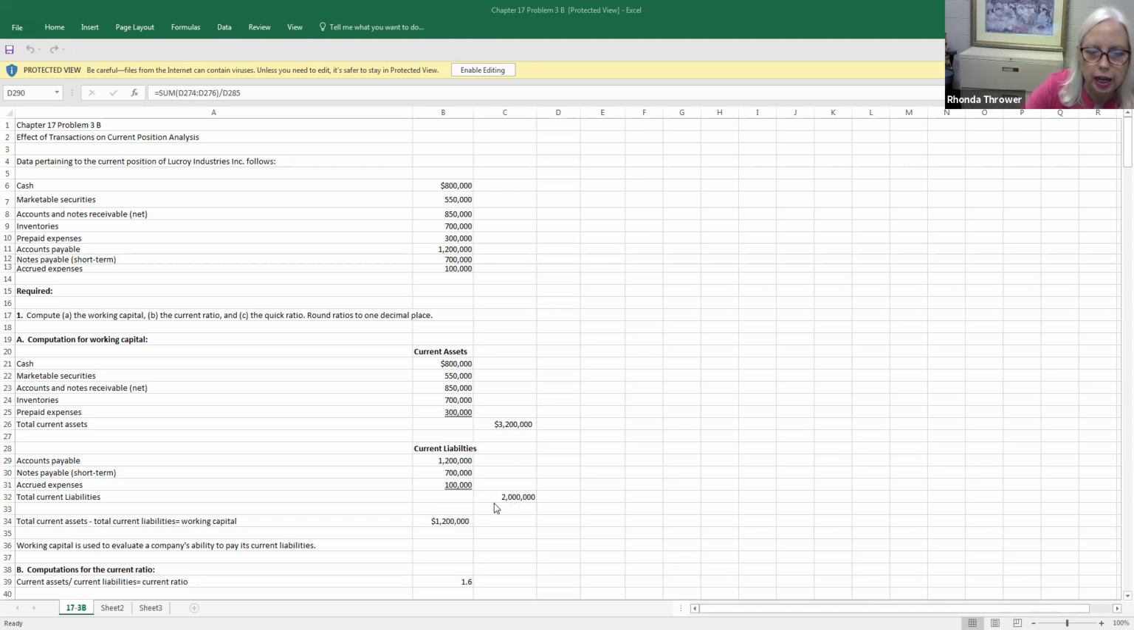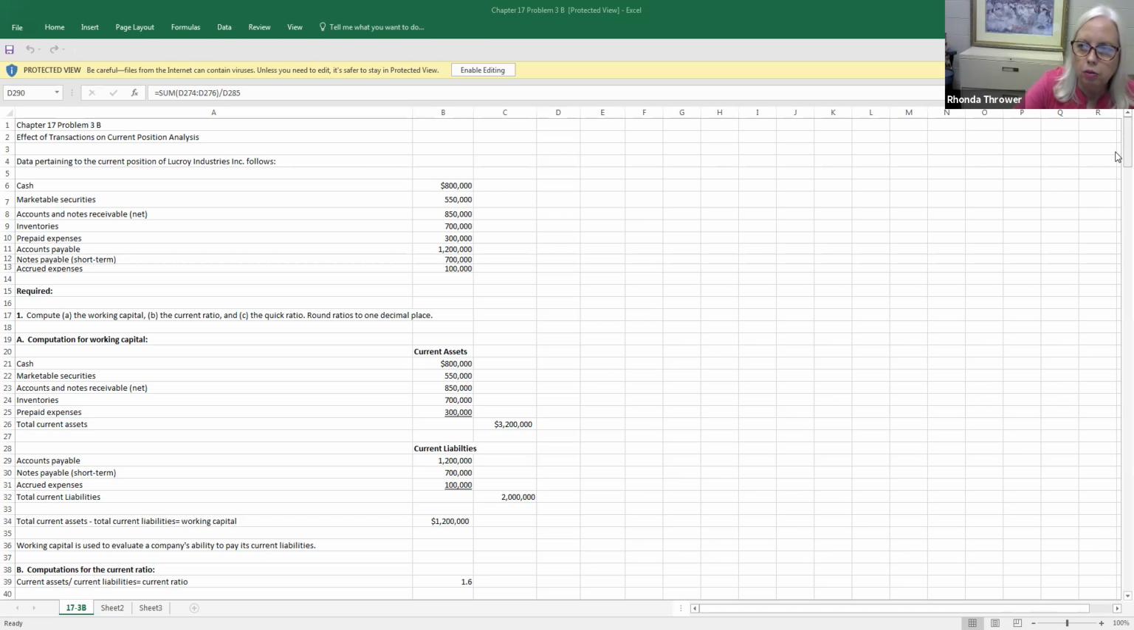To find your working capital, you simply use this formula. Take your total current assets and subtract your total current liabilities from it. That will give you the working capital. So our current assets were $3,200,000 less our current liabilities of $2 million. That means that we have this amount of current assets that are available to cover our current liabilities. The amount is $1,200,000 for working capital.